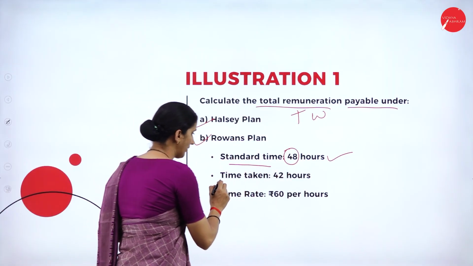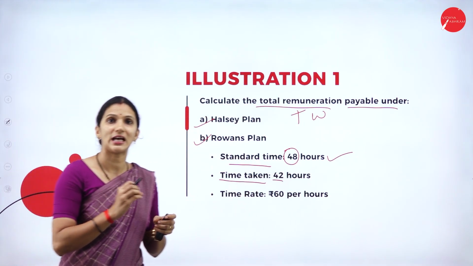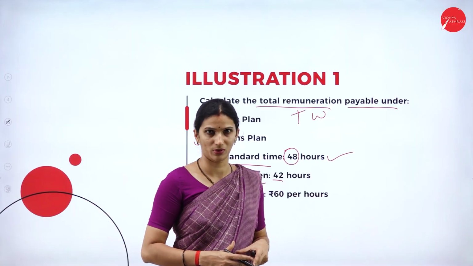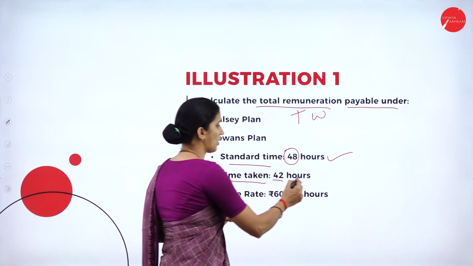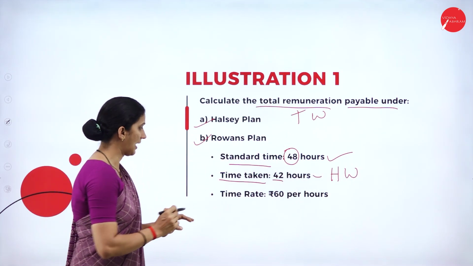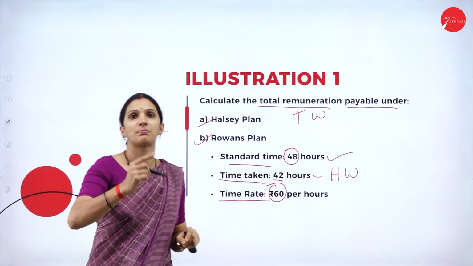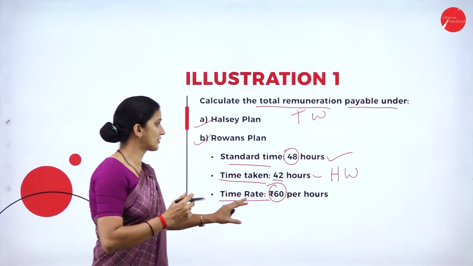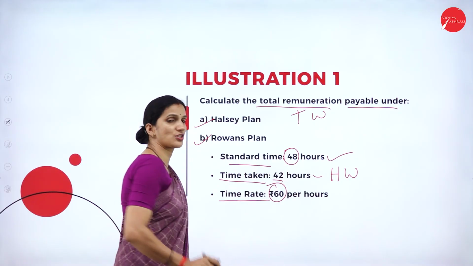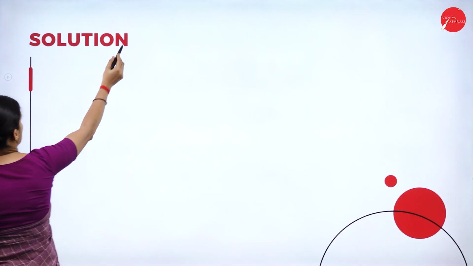Next you have the time taken, that is 42 hours. Time taken means the time actually worked, the time the employees have taken to finish that task. So this is 42 hours, the hours worked by each employee. And then the time rate is 60 rupees per hour, that is the rate per hour. That means the wage rate fixed per hour of work is 60. By this information you have to calculate the total wage of a worker. First we will see the solution part.